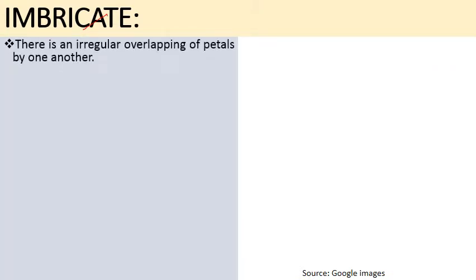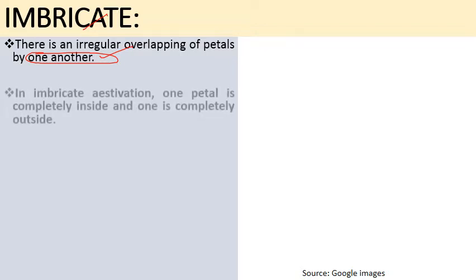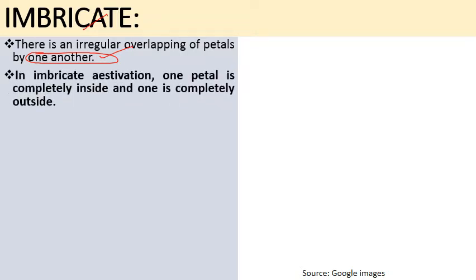Next comes imbricate estivation. There is an irregular overlapping of petals by one another. इसमें कोई definite pattern नहीं होता है overlapping का, ये irregular pattern होता है और इसे कहा जाता है imbricate estivation. In imbricate estivation, one petal is completely inside. एक जो petal है वो completely inside होगा and one is completely outside.